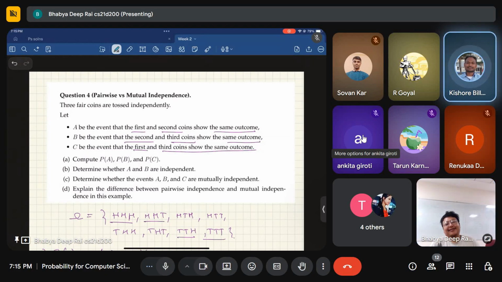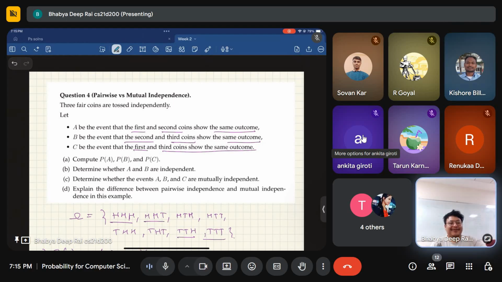So it's already there in the question itself, right? They are tossed independently. But the events are not just whether one is head or other is tail. A is the situation when first and second coins show the same outcome, heads, tails, whatever. Second and third is the event when they show the same outcome. The independence is when the individual outcome, whether the first toss is heads, does not determine whether the second toss is.